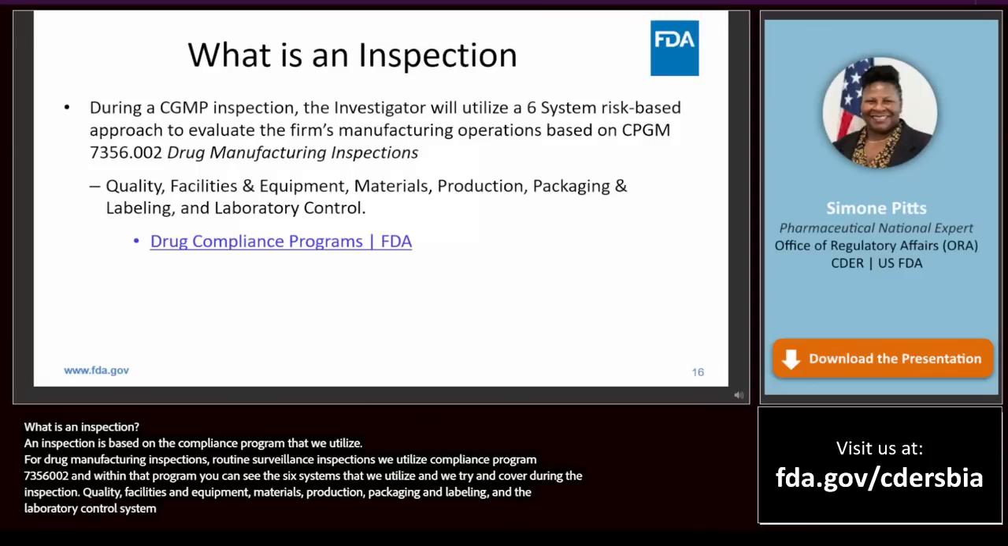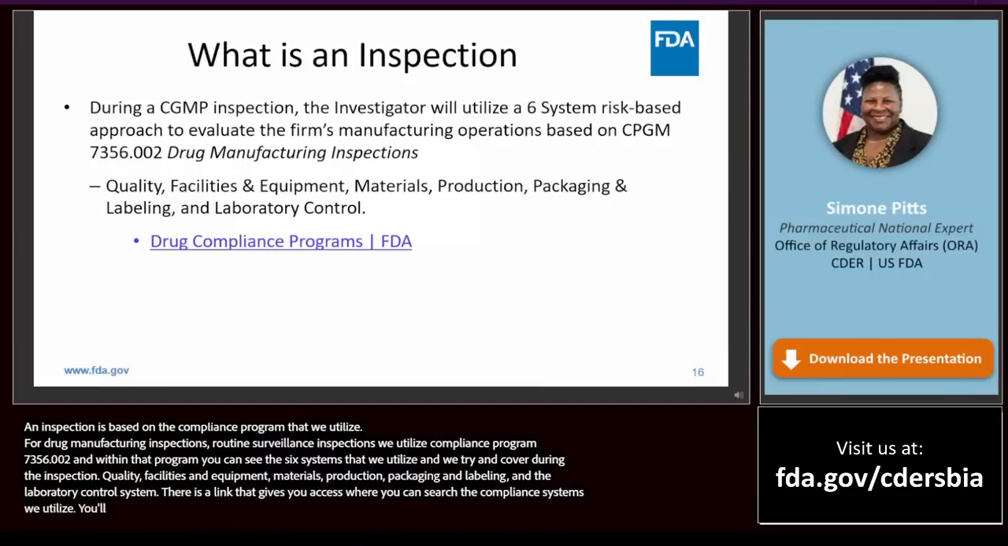There is a link provided to you as part of this presentation that gives you access where you can search and take a look for yourself at the compliance programs that we utilize. You will find the compliance program 56002, and you will also find the other ones for, for example, pre-approval inspections. You will see the one for sterile inspections and also API inspections.